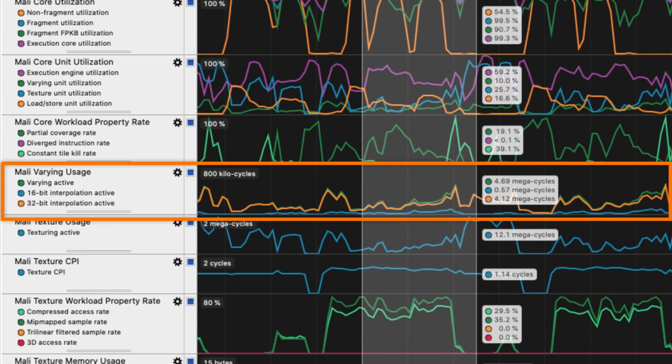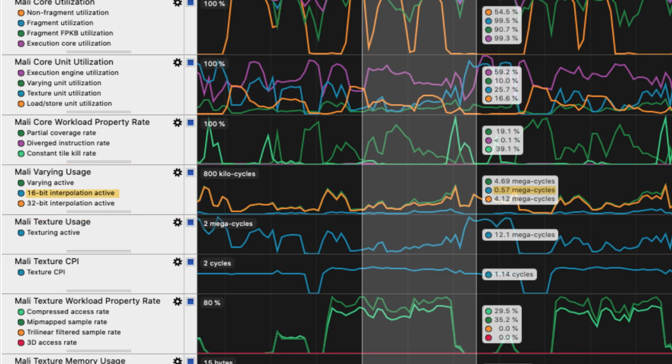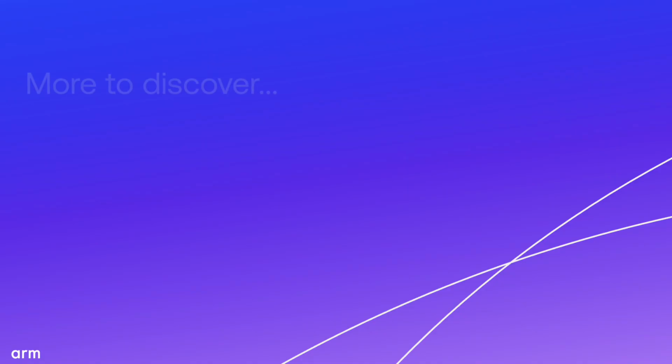In Streamline, we can use the Mali varying usage chart to see the number of cycles where 16-bit medium precision or 32-bit high precision interpolation is active. Here we can see that 32-bit interpolation is used in most cycles. 16-bit variables interpolate twice as fast as 32-bit variables and use half the space in shader registers to store interpolation results, so it's recommended to use mediump 16-bit varying inputs to fragment shaders whenever possible.